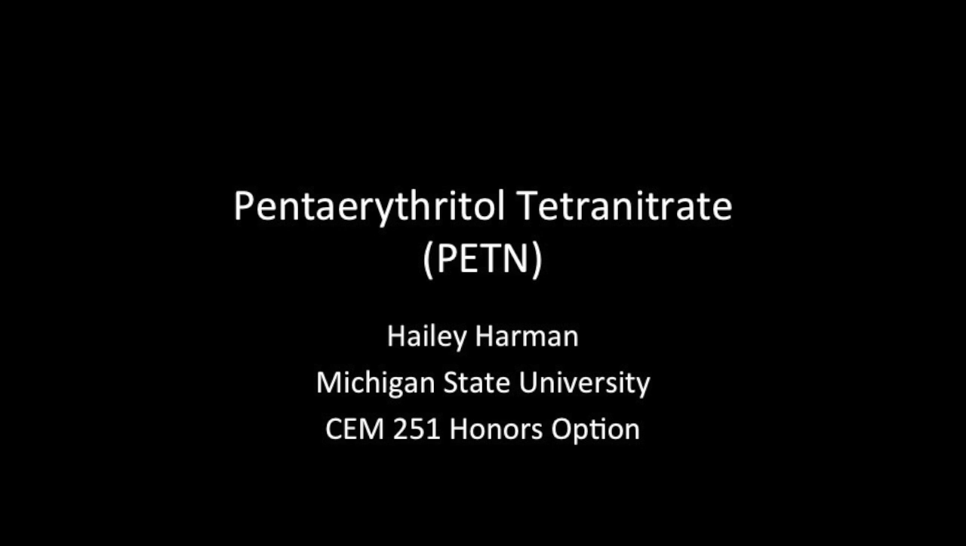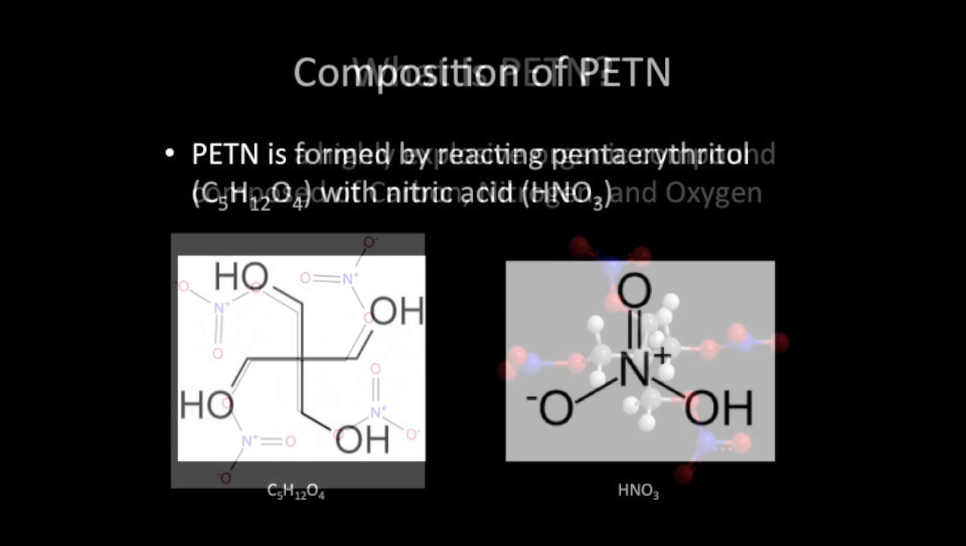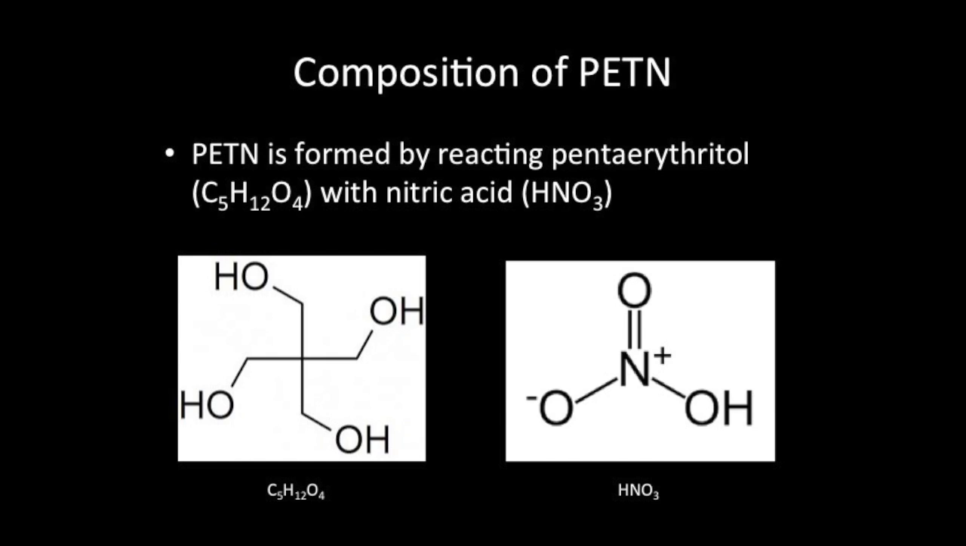My name is Haley Harmon, and this video is about the explosive pentaerythritol tetranitrate, also known as PETN. PETN is a highly explosive organic compound composed of carbons, nitrogens, and oxygens. This explosive compound is formed by reacting pentaerythritol, C5H12O4, with nitric acid, HNO3.